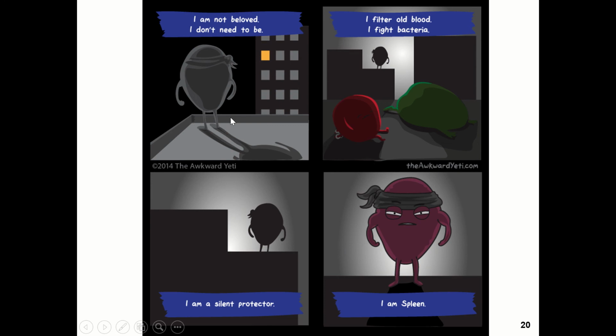So this is another awkward Yeti cartoon about spleen. I am not beloved. I don't need to be. I filter old blood. I fight bacteria. I am a silent protector.